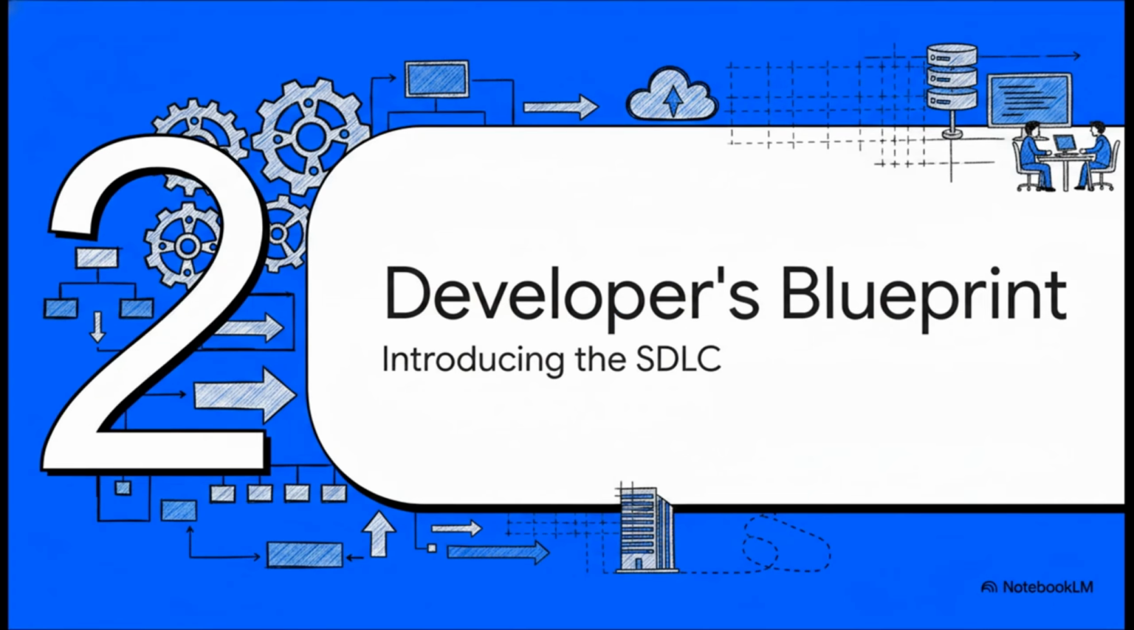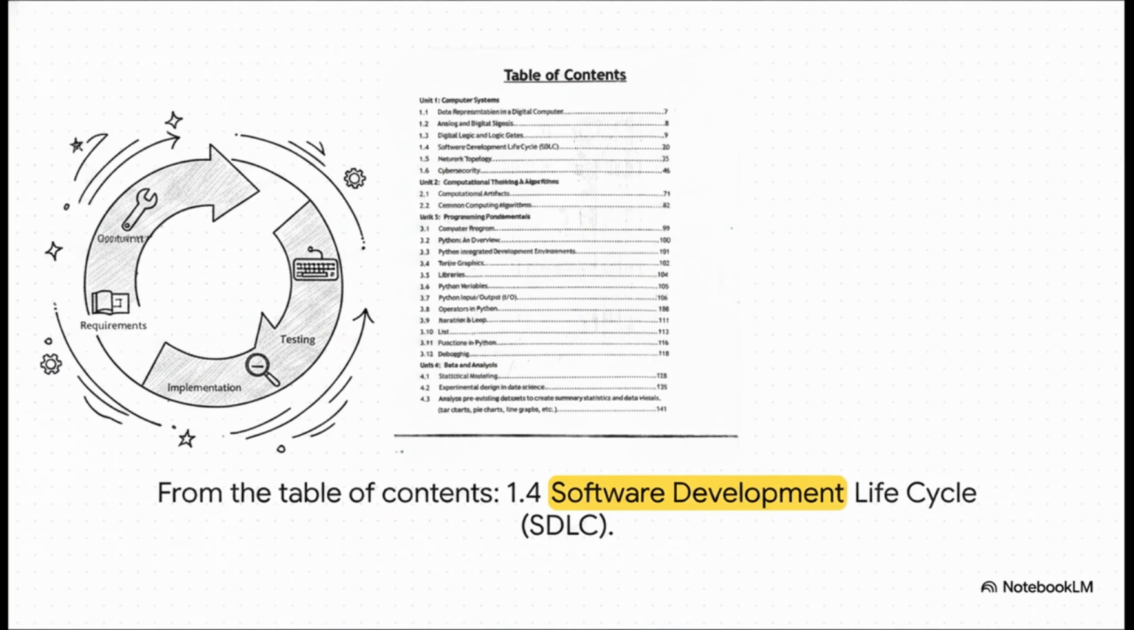And that plan, that formal blueprint that developers use all over the world, well, it has a name. Let's get into it. And there it is, hiding in plain sight, right in the table of contents. Section 1.4, the Software Development Lifecycle, or as pretty much everyone in the industry calls it, the SDLC. This is it. This is the bedrock process for building software.